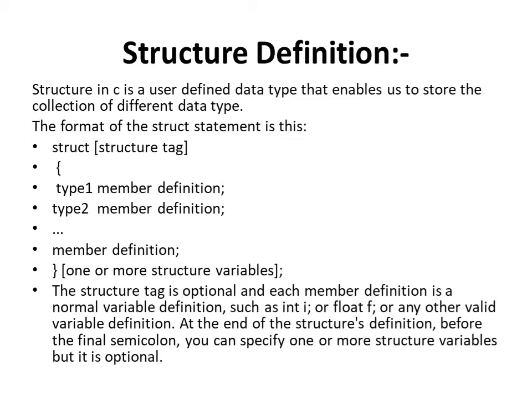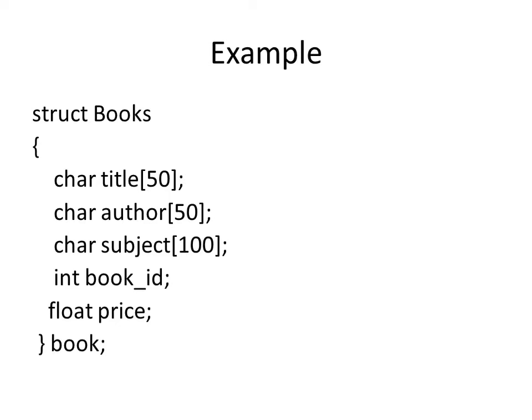The structure tag is optional, and each member definition is a normal variable definition such as int i or float f, or any other valid variable. At the end of the structure definition, before the final semicolon, you can specify one or more structure variables, but it is optional. As I told, there are three types. The second one will come under these. Book is the variable name which is given to the structure.